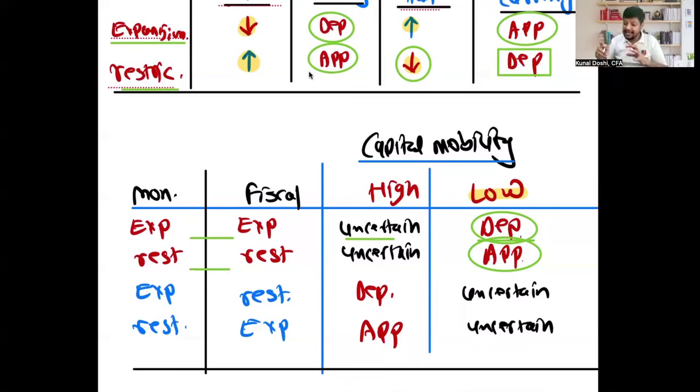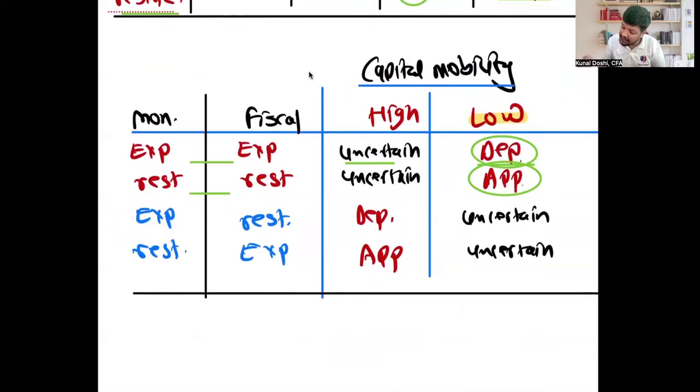So in that case, whenever there is high capital mobility, monetary policy expansion means interest rates are low. So what will the currency do? It will depreciate. Then when the capital is highly mobile and monetary policies are restrictive, that means interest rates are high, so the currency will appreciate. Understood? So it is actually related to how the Mundell-Fleming approach discusses the short-term impact of monetary policy on the exchange rate. Clear?